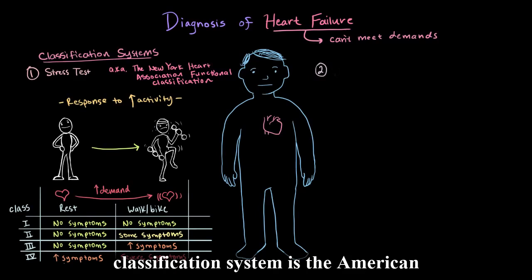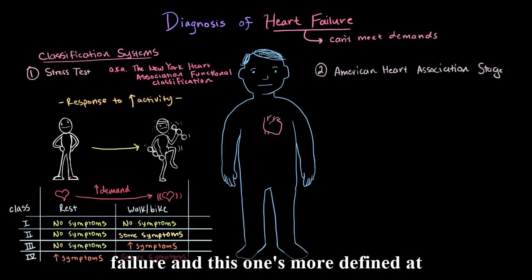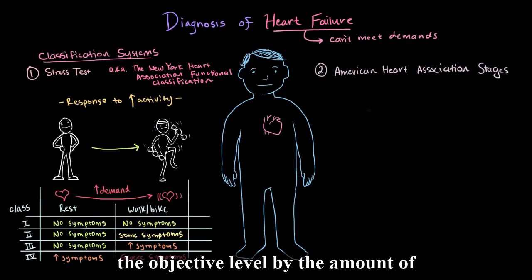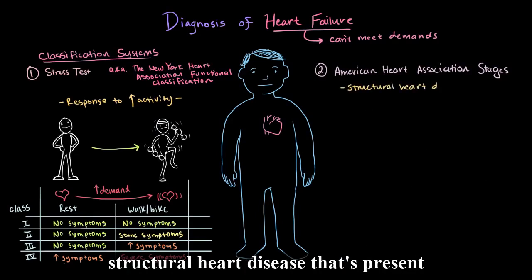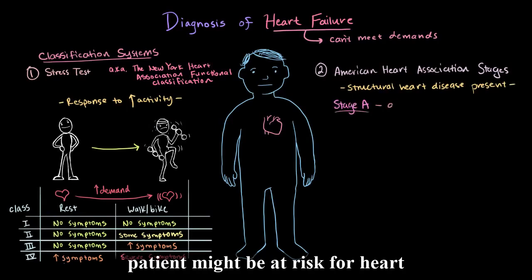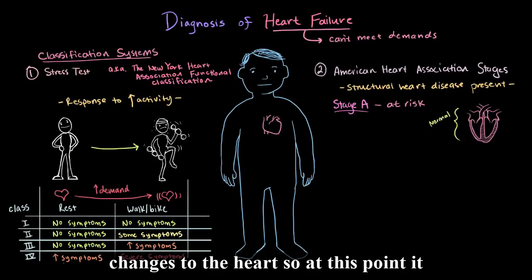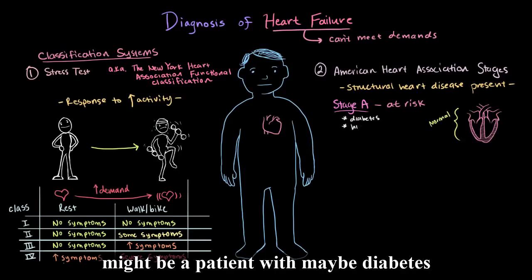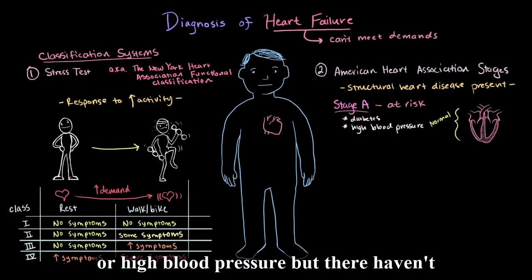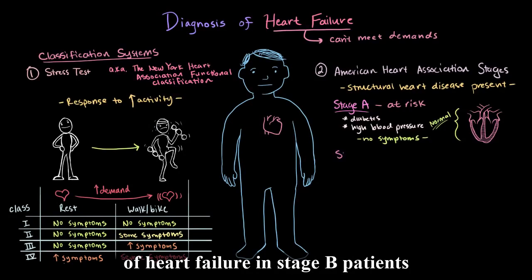So the second classification system is the American Heart Association stages of heart failure. And this one's more defined at the objective level by the amount of structural heart disease that's present with each patient. So with stage A, the patient might be at risk for heart failure, but there aren't any structural changes to the heart. So at this point, it might be a patient with maybe diabetes or high blood pressure, but there haven't been any changes to the heart in response, and there aren't any symptoms of heart failure.